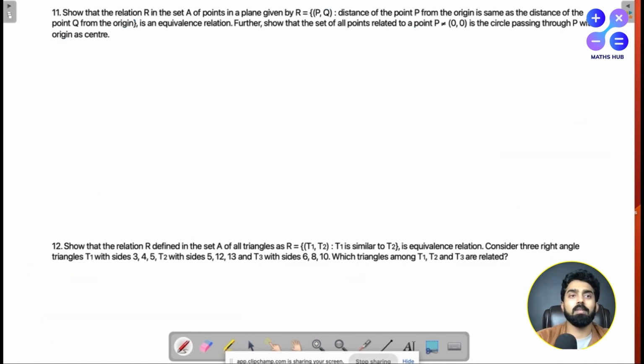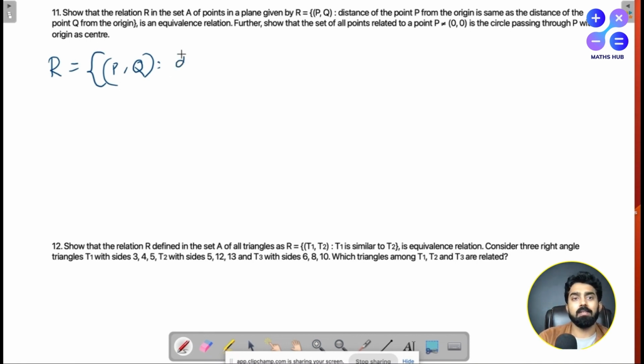Great. Now let's look at question number 11. Show that the relation R in the set A of points in the plane given by R equals P comma Q, where the distance of the point P from the origin is the same as the distance of the point Q from the origin, is an equivalence relation. Further show that the set of all points related to a point P not equal to 0, 0 is a circle passing through P with the origin as its center. So first we need to show that the relation P comma Q such that the distance of P and the distance of Q from the origin is the same, right?